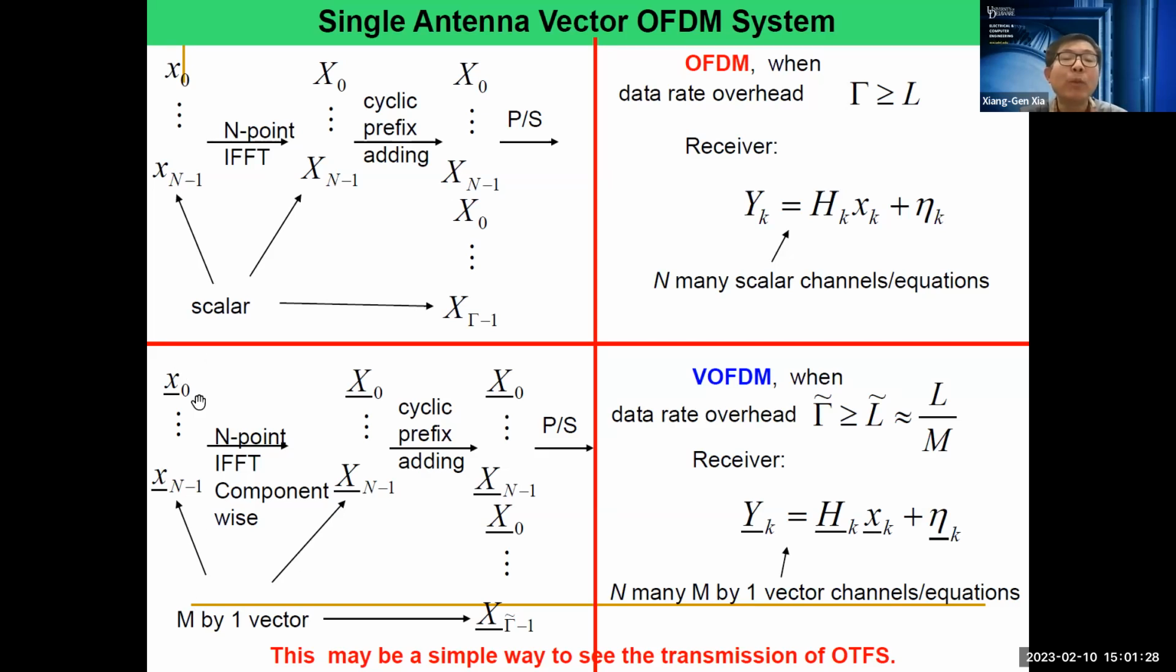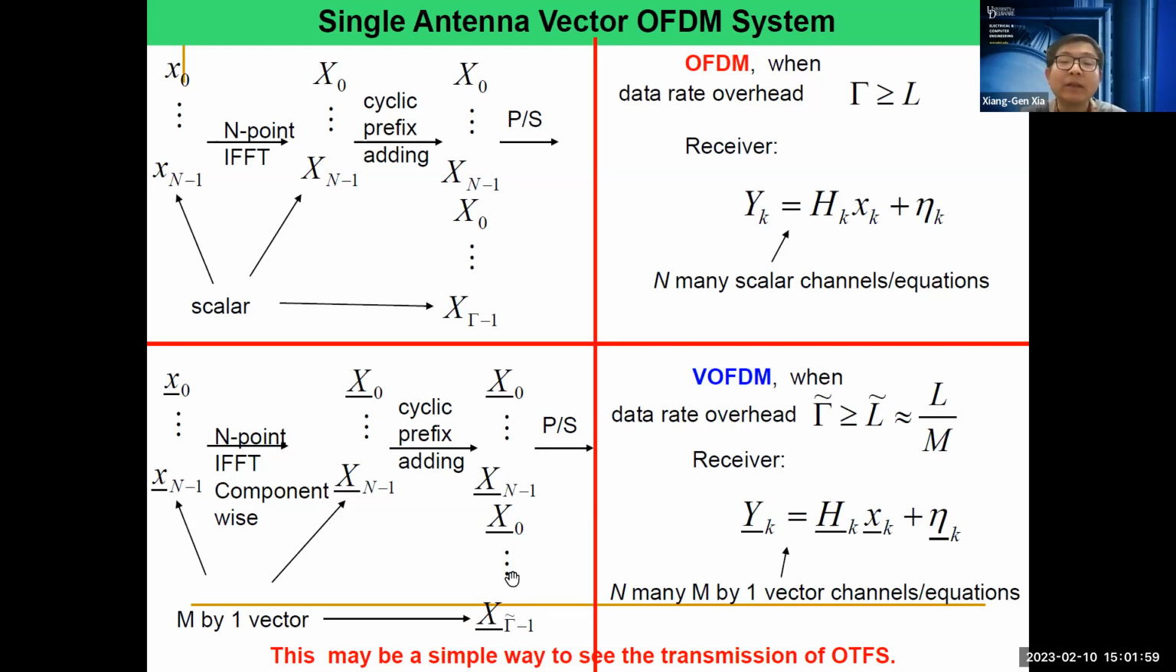And then you do point-wise N-point IFFT, the same as before. Let's say you take the first components of these capital N vectors and do N-point IFFT. Then you do this for all the components and you get another capital N vectors in the time domain. And then you add the CP here, in terms of these vectors.